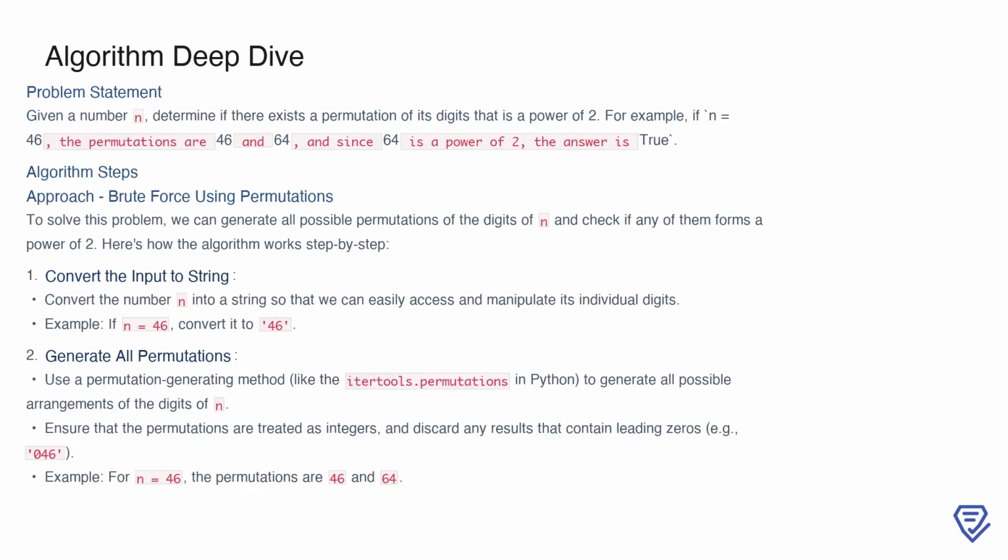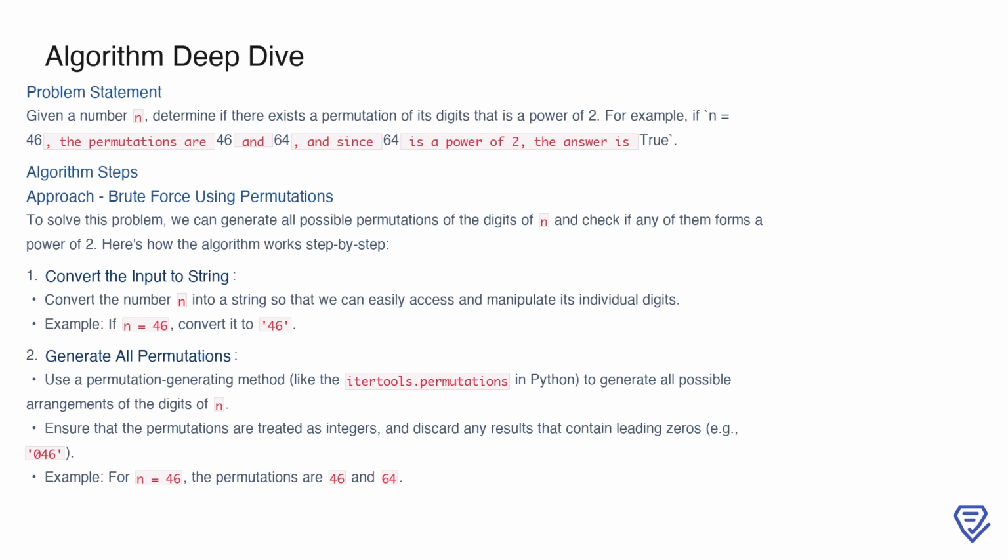To solve this problem, we start by understanding the core requirement. Given a number n, we need to determine if any permutation of its digits forms a power of 2. For example, with n equals 46, the possible permutations of its digits are 46 and 64. Since 64 is a power of 2, we return true.